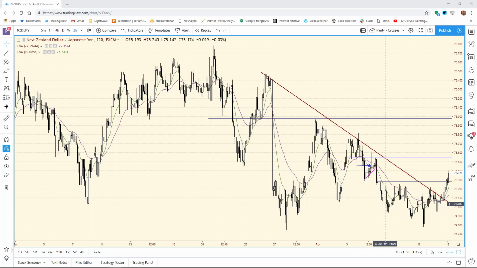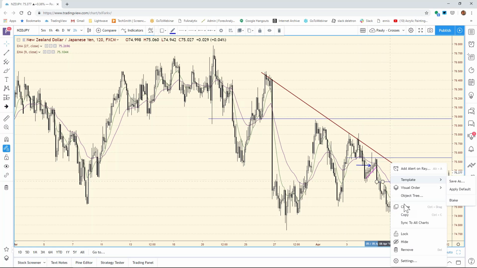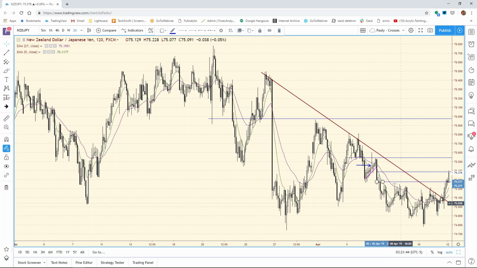And support's basically going to come in right here at this breakout area, or just about. You can see right there. 75 even.